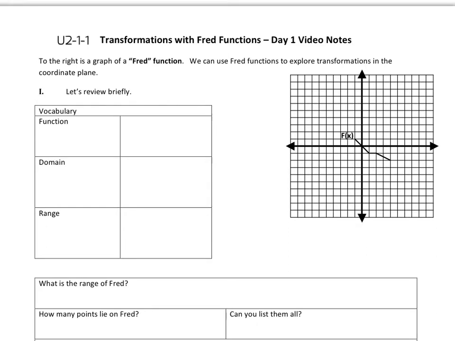Okay, so to the right is the graph of a Fred function. I know that this is a function because it passes the vertical line test. If I take my arrow and draw a vertical line down here, my red arrow only passes through that Fred function once each time I make that vertical line. So let's just review what a function is.